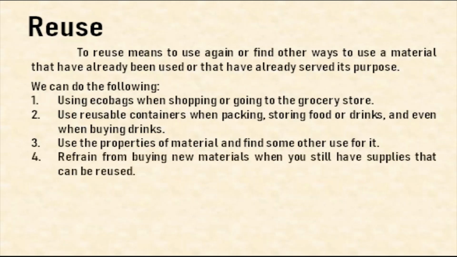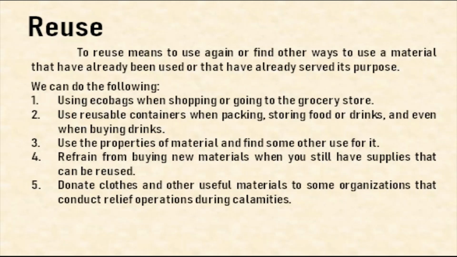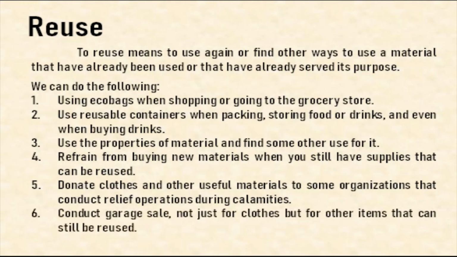Fourth, refrain from buying new materials when you still have supplies that can be reused. This way, existing materials with or without minor damage can be used again for the same or different purpose. For example, you can use water bottles as liquid containers. Number 5, donate clothes and other useful materials to some organizations that conduct relief operations during calamities. Lastly, conduct a garage sale, not just for clothes but for other items that can still be reused.